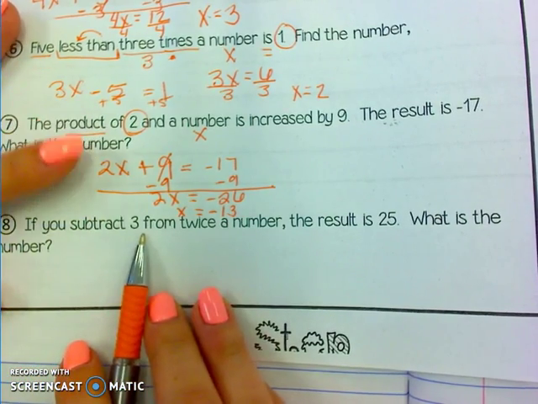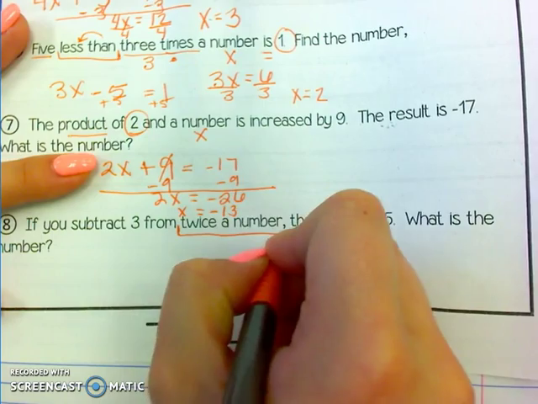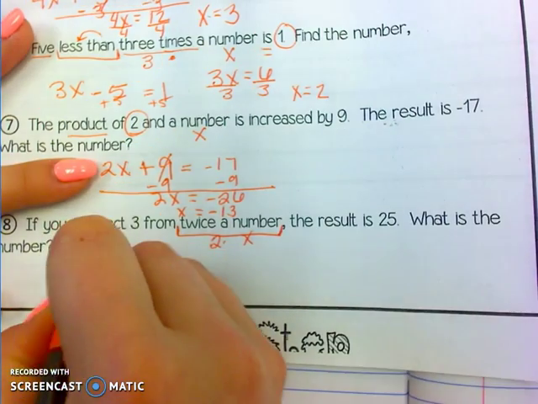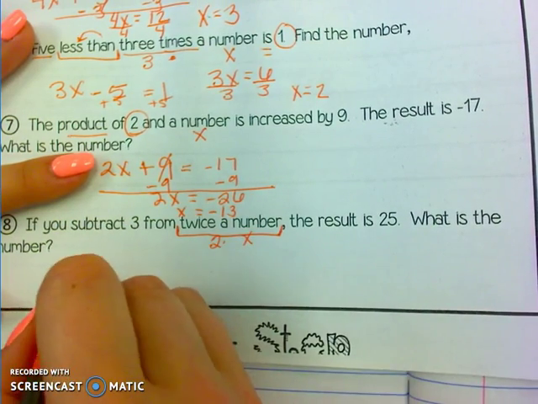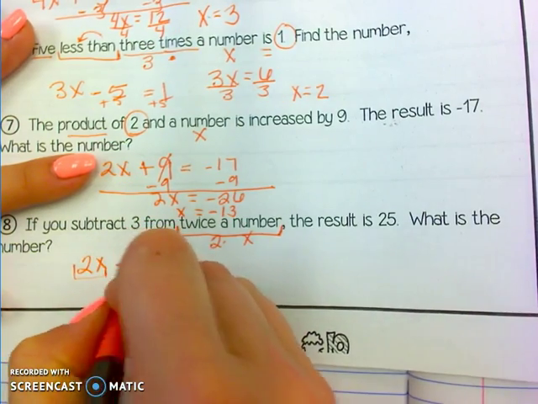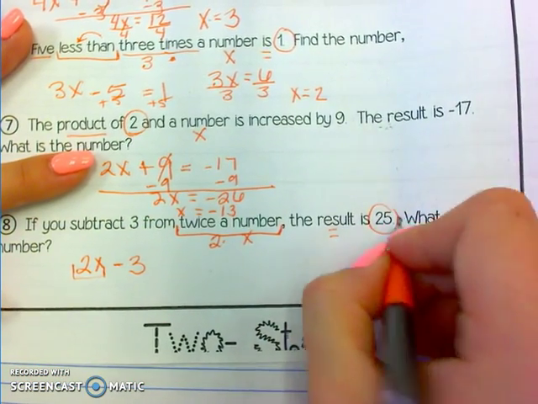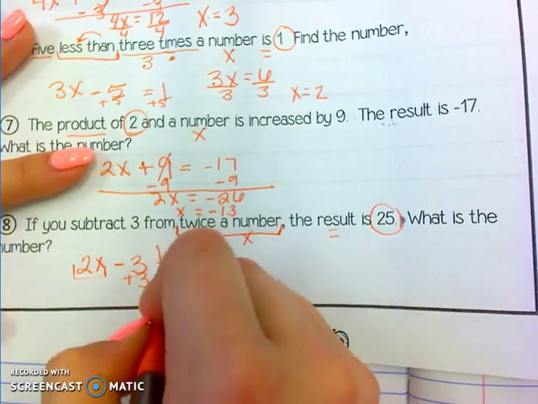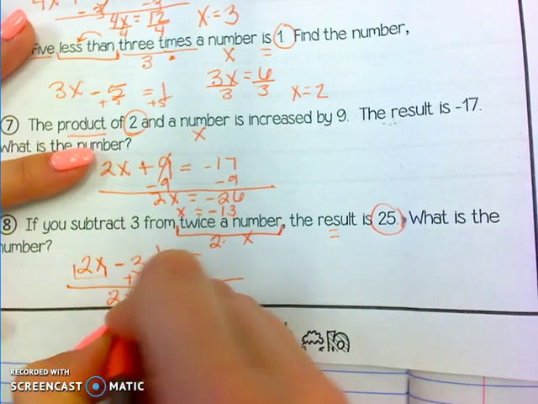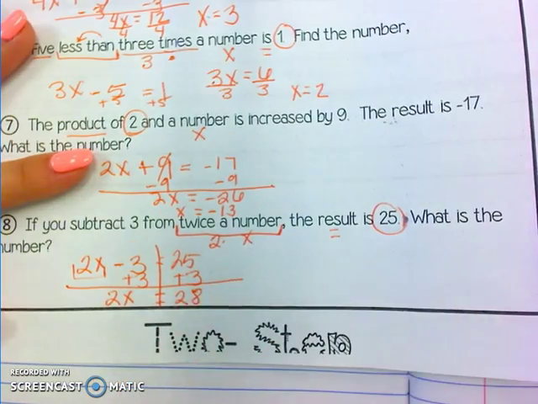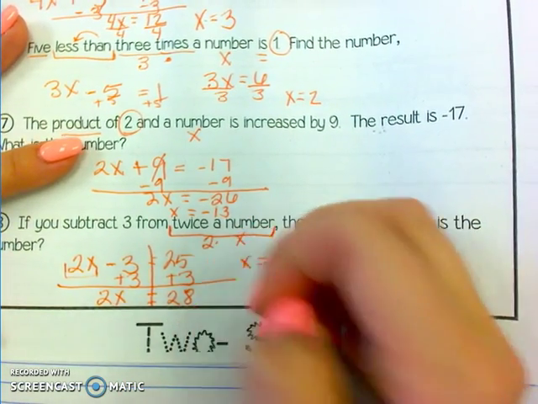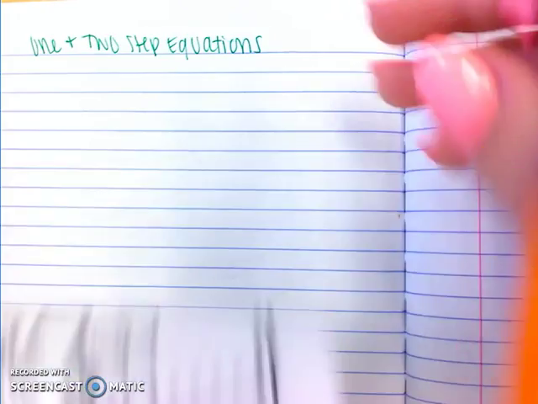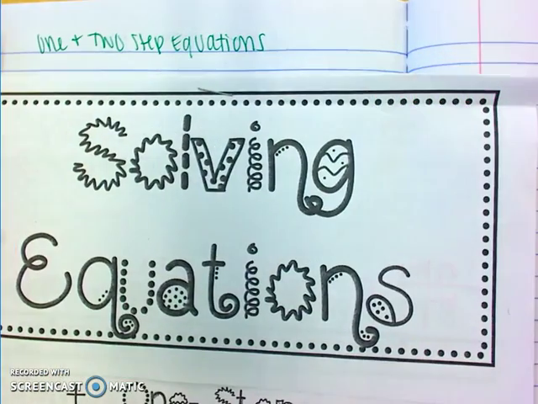If you subtract 3 from twice a number, I like this, twice a number, that means 2 times a number, and I don't know what that is, so we're going to call it x. So 2x, but I'm subtracting 3 from this. So 2x minus 3, the result is 25. So add 3, getting rid of that associate first. 2x equals 28. Divide by 2. X is 14. And that is the lesson on solving 1- and 2-step equations.